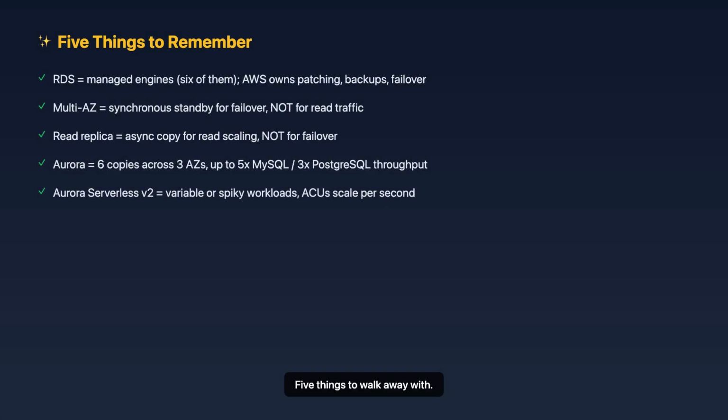5 things to walk away with. RDS gives you 6 managed engines, and Amazon Web Services owns patching, backups, and failover. Multi-AZ is a synchronous standby for failover, not for read traffic. Read replicas are async copies for read scaling, not for failover. Aurora stores 6 copies of your data across 3 availability zones, with up to 5x MySQL and 3x PostgreSQL throughput. And Aurora Serverless v2 is for variable or spiky workloads, scaling ACUs per second. Now let's see how well that landed with a quick 5-question quiz.